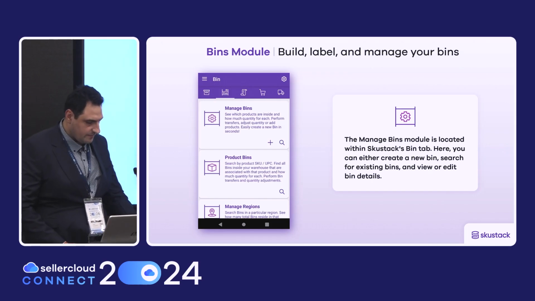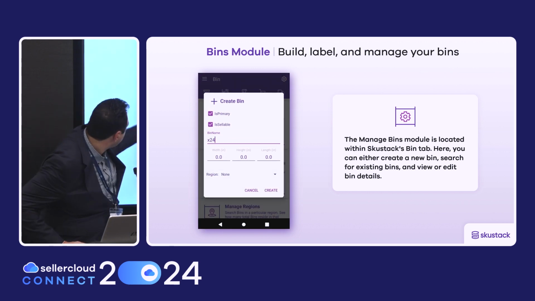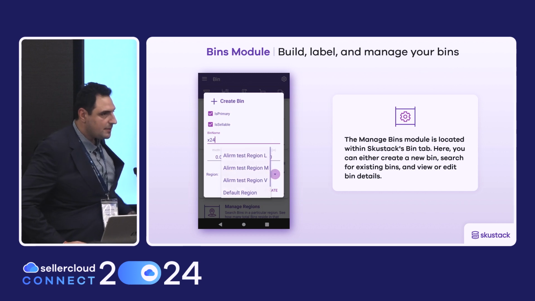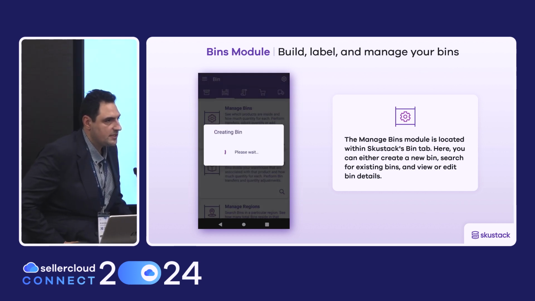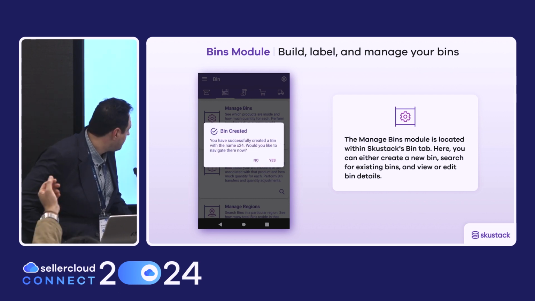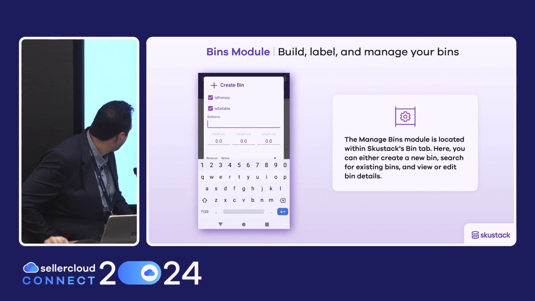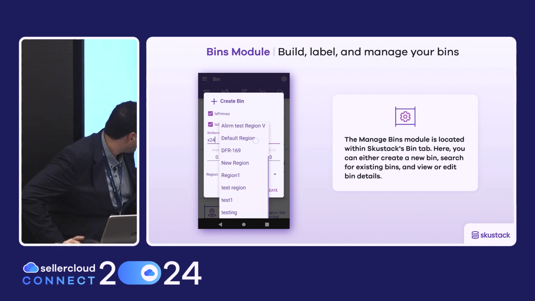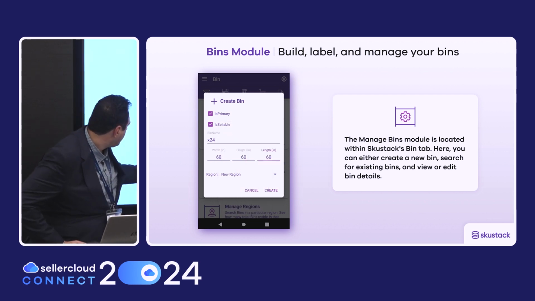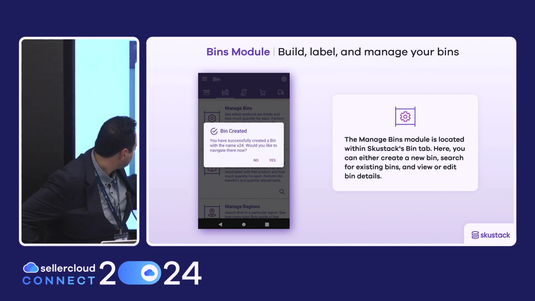The slide here that I just briefly mentioned is how to create a new bin, and here you can assign it primary, sellable or unsellable. This controls whether or not we push the inventory within that bin to the channels. So if the bin is unsellable, it's not going to be included in the inventory push to the channels. And here you can assign a region as well, if you have previously already created that region. We have the manage regions module over here, and you can of course assign the weights and dimensions.